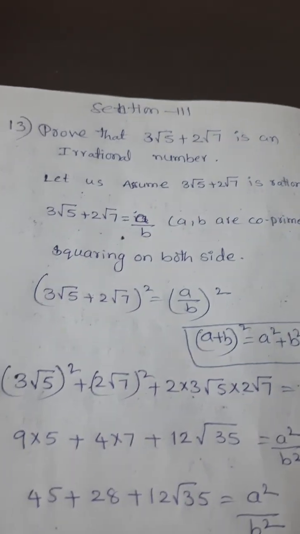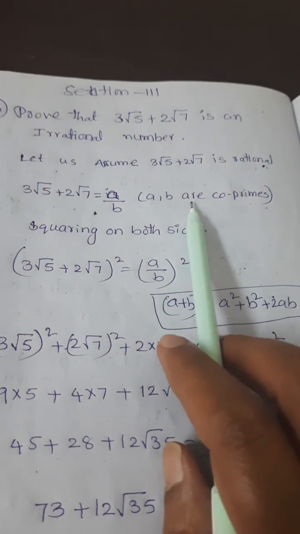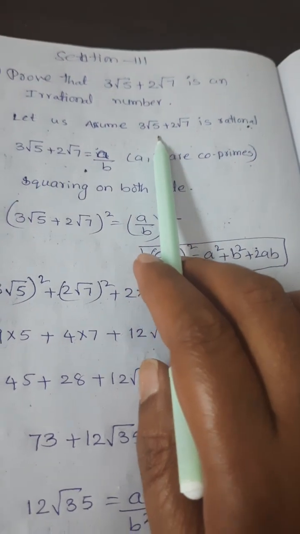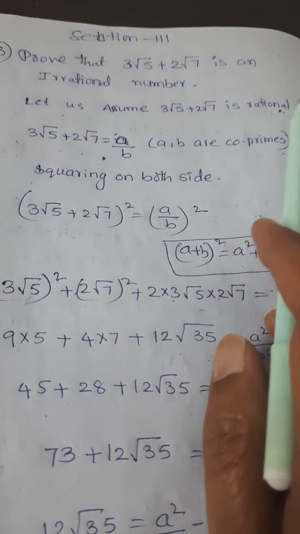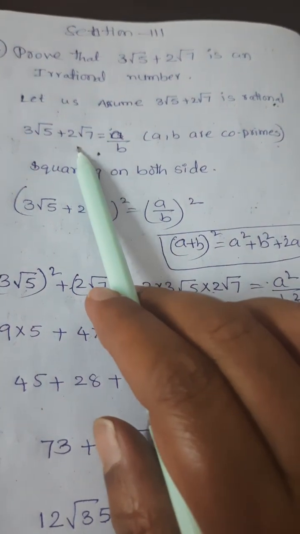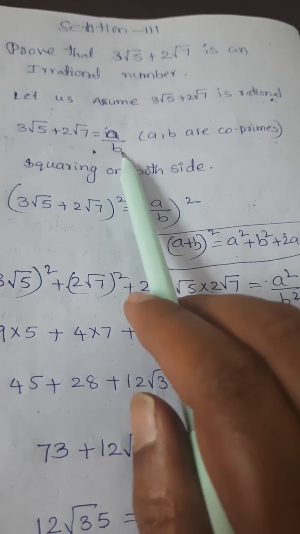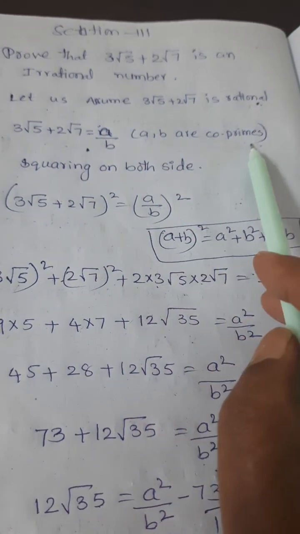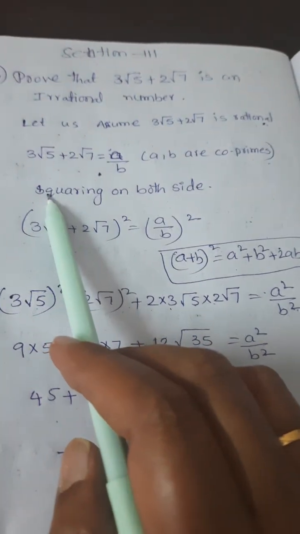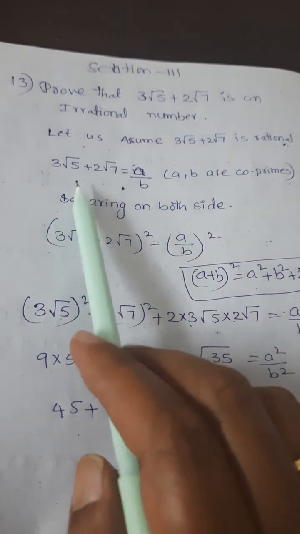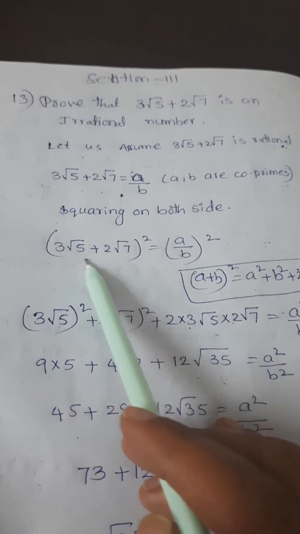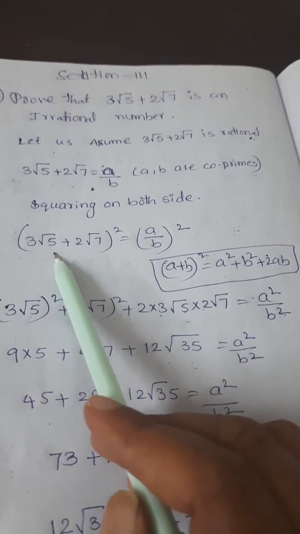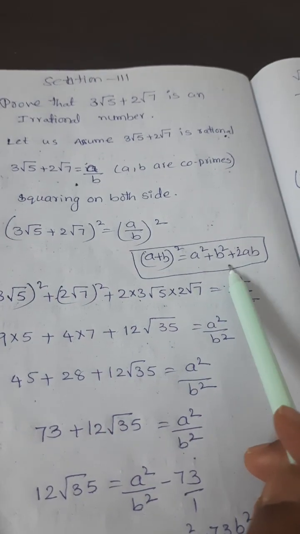Next, section 3. Prove that 3 root 5 plus 2 root 7 is an irrational number. Let us assume 3 root 5 plus 2 root 7 is rational. So 3 root 5 plus 2 root 7 is equal to a by b, because we are assuming this is rational. So a and b are co-primes. Then next, squaring on both sides, (3 root 5 plus 2 root 7) whole square is equal to (a by b) whole square. This is in the form of (a plus b) whole square. So we can write a square plus b square plus 2ab.